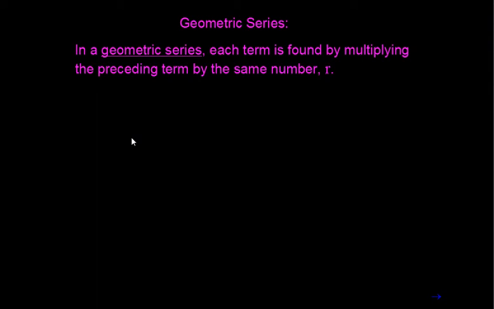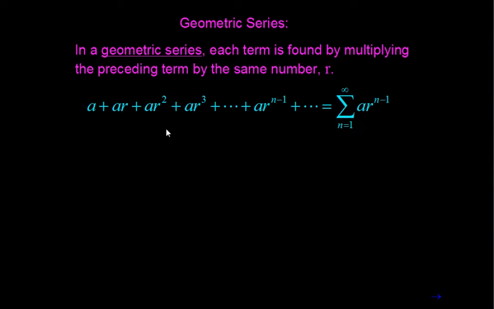Let's take a look at a geometric series. In a geometric series, each term is found by multiplying the preceding term by the same number r, which is the common ratio. So we can write it as a plus a times r plus a times r squared plus a times r cubed plus, etc. As you're doing this notation, make sure that you write plus dot dot dot plus. Apparently they're picky about that in grading, so you want to pay attention to it. You wouldn't want to lose a point on the AP exam for not doing that.